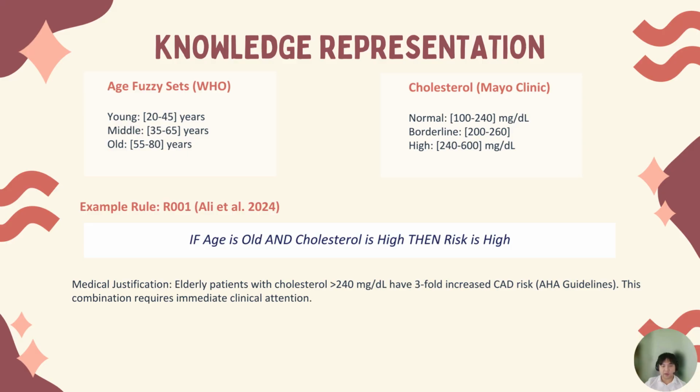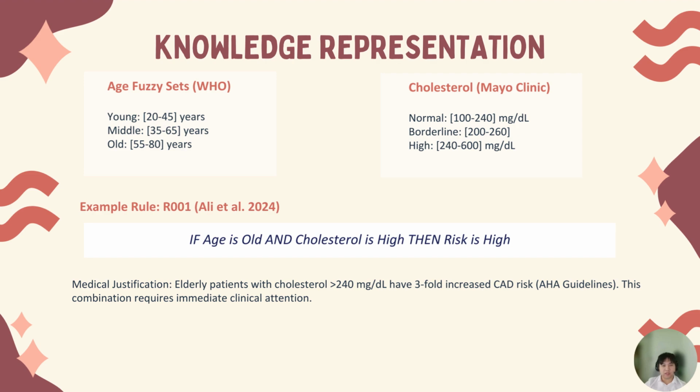For example, a 60-year-old patient doesn't belong to only one group; they may have membership in both middle and old. For cholesterol, we apply the same principle, following the Mayo Clinic guidance. The normal range is below 200 mg, borderline is 200 to 240 mg, and high is 240 and above. So we also have overlapping.